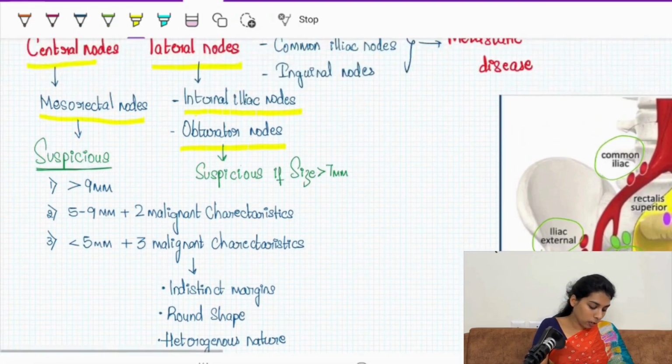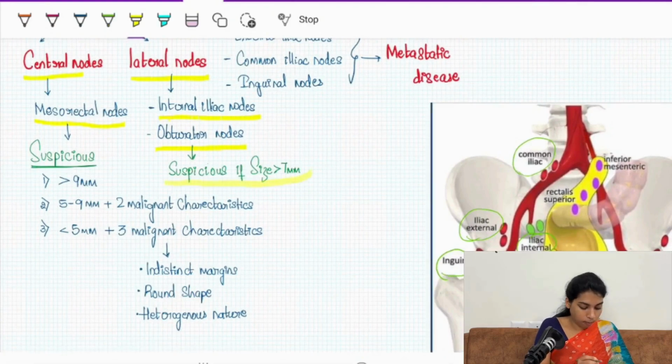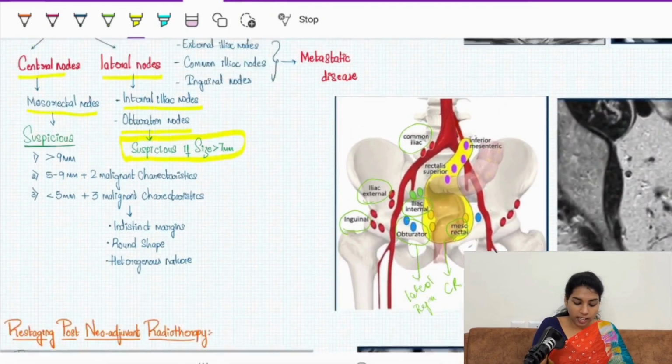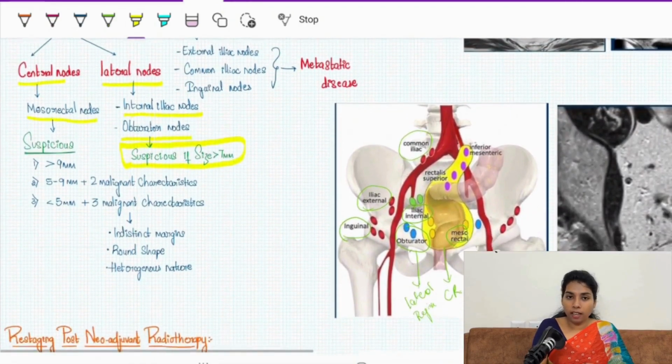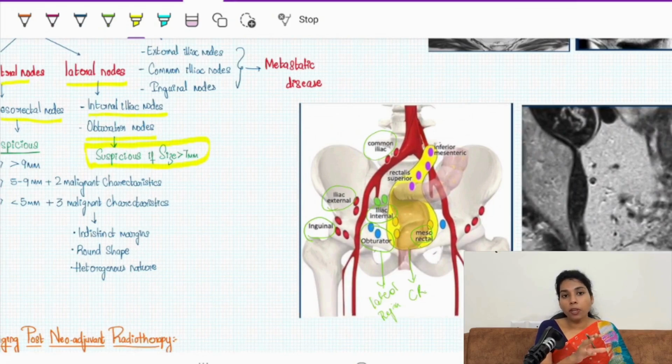However, if you're looking at the lateral nodes, if the size is just more than 7 mm, irrespective of whether it has malignant characteristics or not, you will still label it as a suspicious node. Now that we are done with even the nodal anatomy, when do we call it suspicious, what are the size criteria, this comes to an end of reporting of a primary carcinoma rectum.